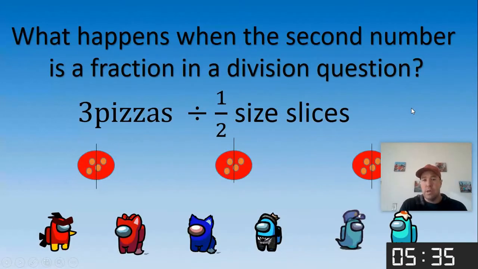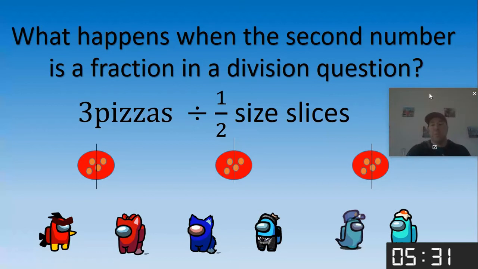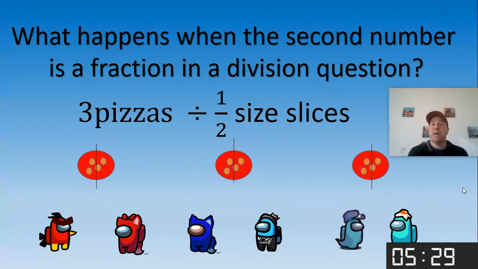Okay, so now take a look at it here. So what happens when the second number is a fraction in a division question? In this case, you have 3 pizzas and you want to cut them in half. So how many slices would that be? So you can look right here. We have our 3 pizzas. We cut them in half. And if you shared it with everybody, 6 people would get to eat pizza, right?